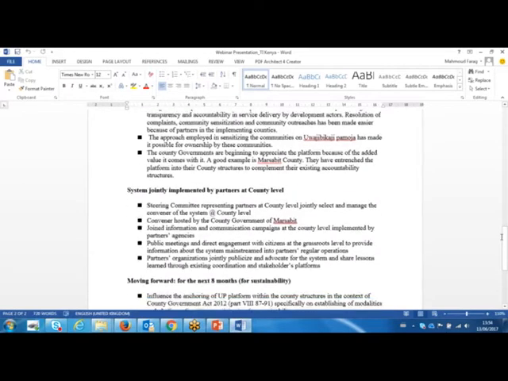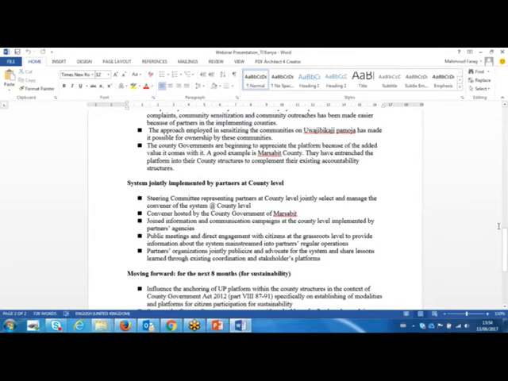It's being implemented with a steering committee within every county, which is selected to manage the convener and the system at the county level. The convener is stationed at the county office, as I've said about Marsabit. Then there are joint information and communication campaigns at the county level by the partner agencies, public meetings, and direct engagement with citizens at the grassroots level.